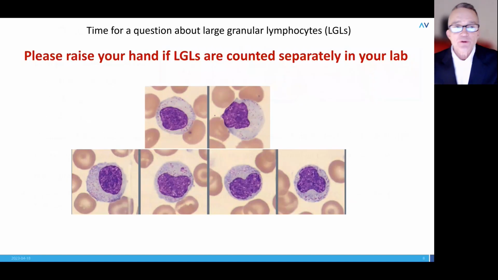Okay, so now it's time for a little break, and I wanted to ask you a question. Can you raise your hand if large granular lymphocytes are counted as a separate cell class in your lab? Please raise your hand. Thanks.